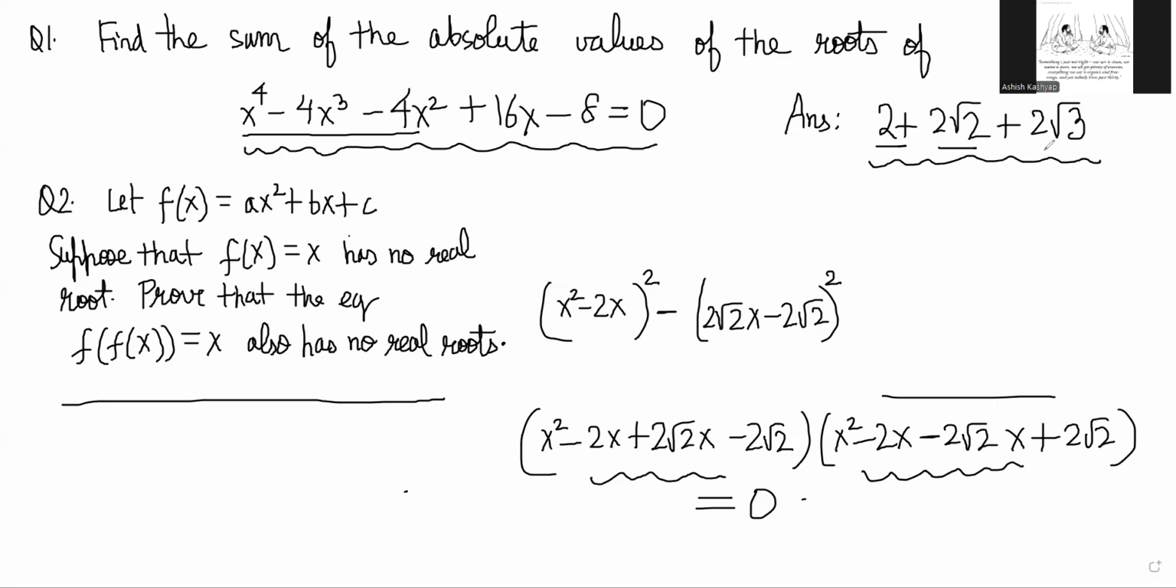आंसर है 2 + 2√2 + 2√3, फाइनल आंसर। It will come if you solve these quadratics and then take modulus of the roots and then add it up. If you are done with it, you need to do the next question, which is written here, question number 2.